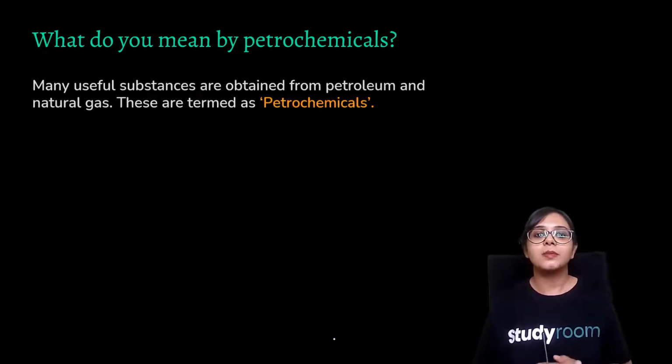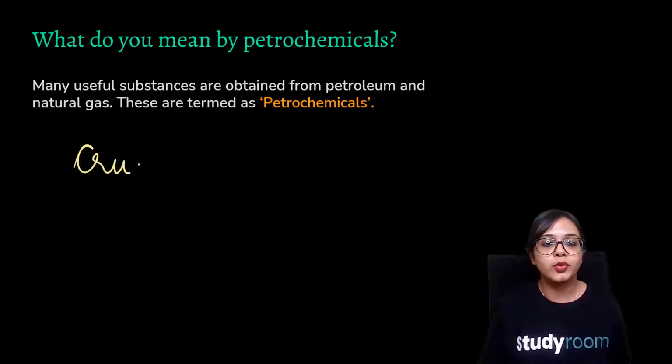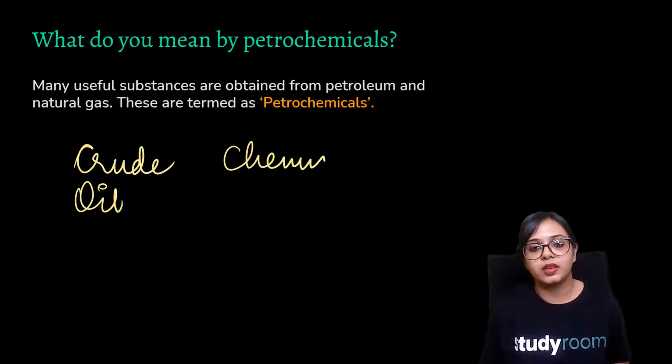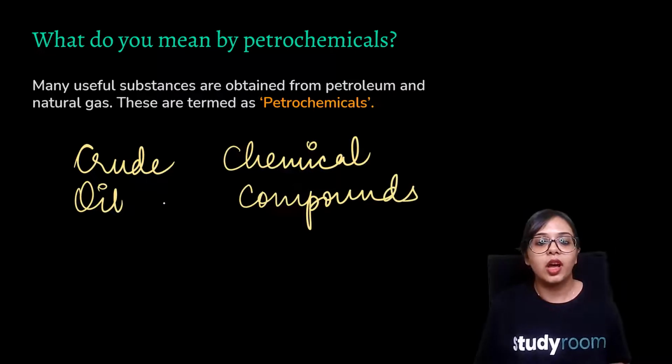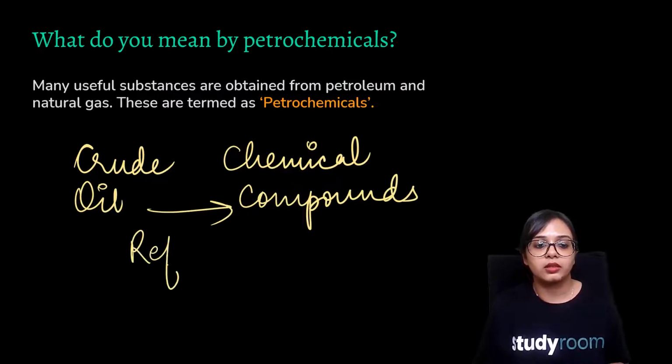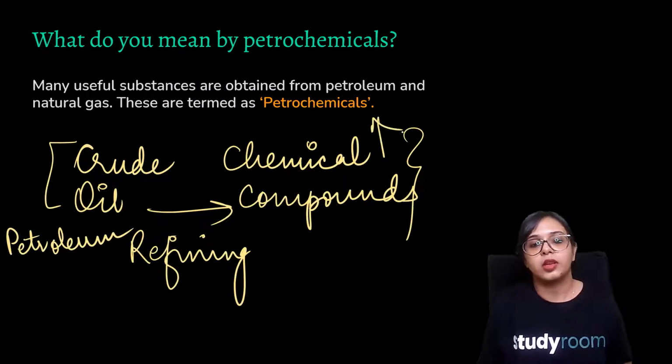Now, there are some other constituents that are derived from this crude oil, and these constituents are chemical compounds. They are also derived by the same process, by refining. And since these chemical compounds are obtained from petroleum, we give them the name of petrochemicals.